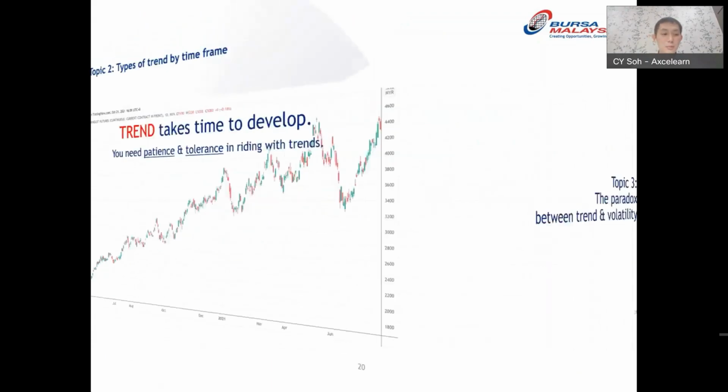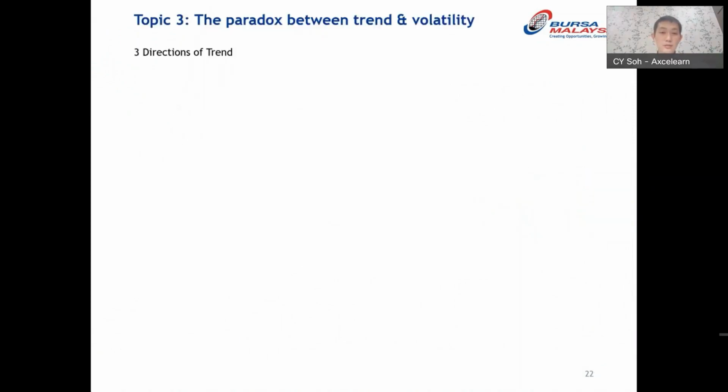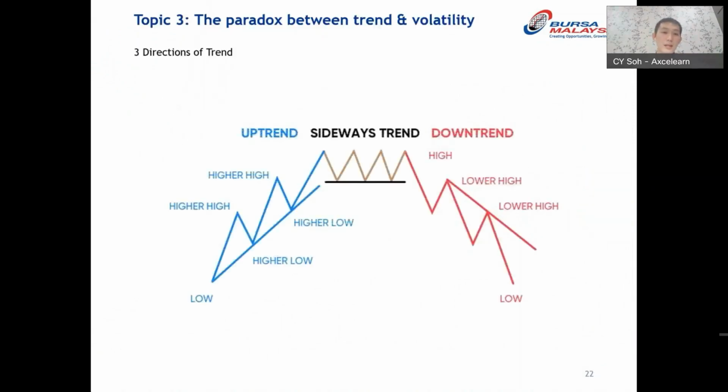Now let's go into topic number 3. This one would be a little bit more comprehensive and detailed, so you need to pay attention. It's very important for you to understand the whole concept of trend as well as volatility. Now, the 3 directions of trends, I believe you already understand: uptrend, sideways, as well as downtrend. The characteristic of an uptrend is a higher high as well as a higher low, and the downtrend characteristics are a lower high as well as a lower low.